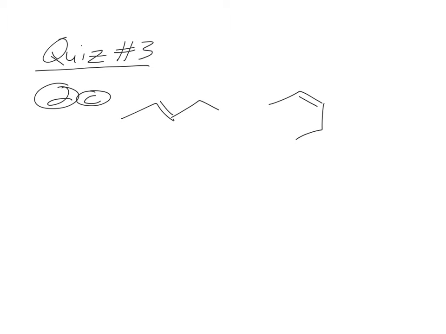So one of the first easiest things to do is to number your carbons. Number your carbons: 1, 2, 3, 4, 5. 1, 2, 3, 4, 5. I'm trying to match these two carbons together, matching the carbons on one molecule to the carbons of the other one.